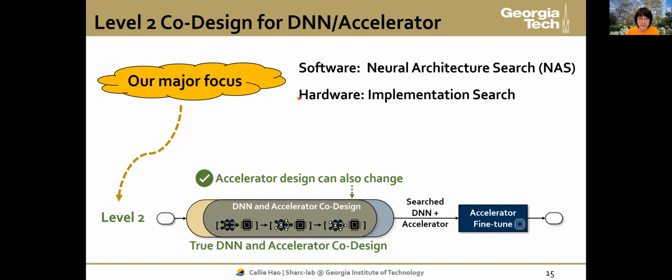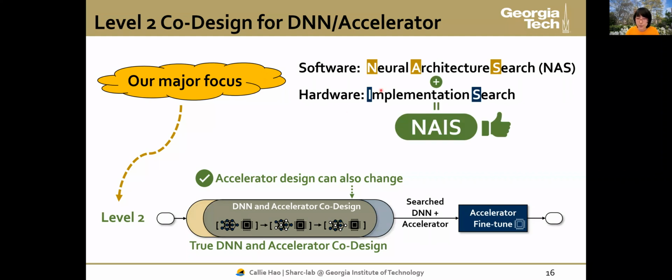So what do we need for achieving this goal? Apparently, we're going to need 2 parts. The first part is we have to know how to do the neural architecture search from the software side. Then we have to know how to do the implementation search at the hardware side. And then we have to combine them together. So for software, we have NAS, and at hardware, we have implementation search. If we combine them together, we get NICE. And this NICE is really the key focus of this talk. Next, we're going to see why NICE is nice and how exactly we are going to achieve this goal.